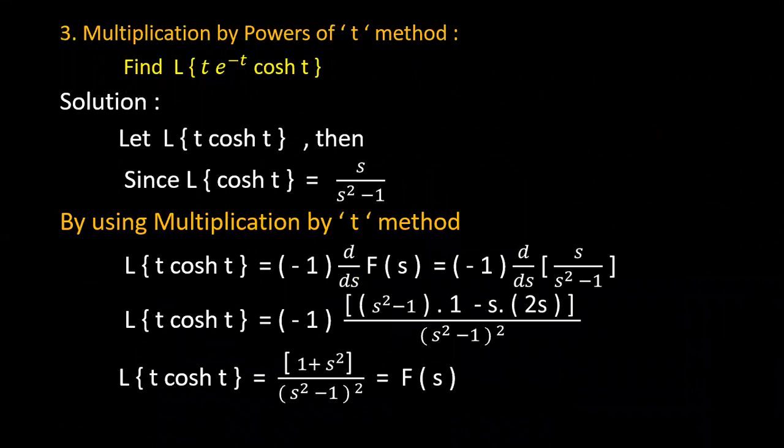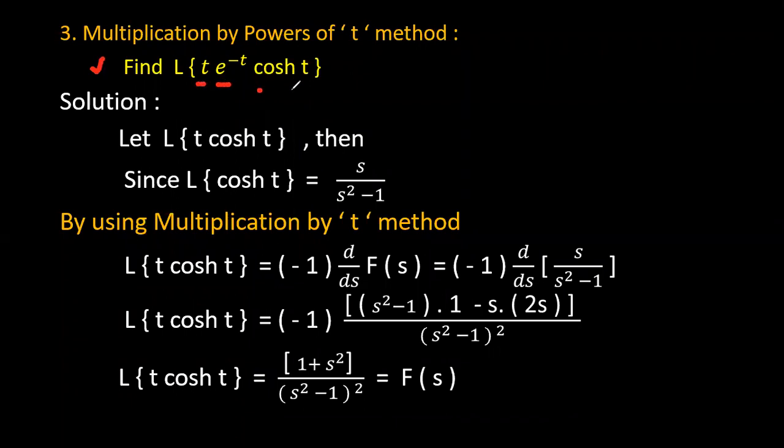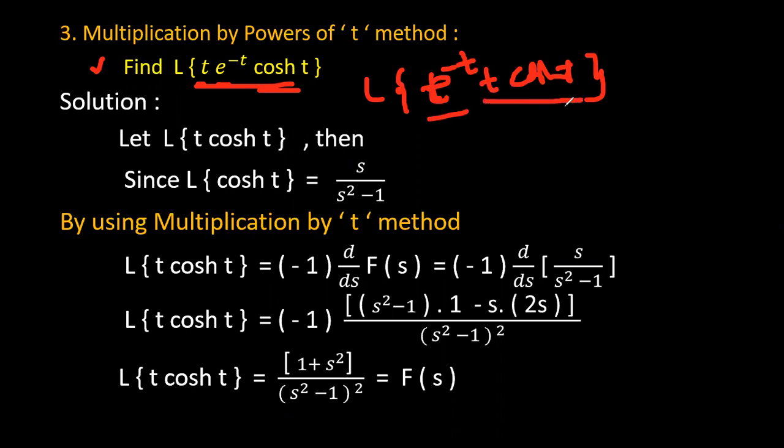Next, the multiplication by t method. In this, it is a combination of two methods. See here: find the Laplace transform of t into e power minus t into cos ht. So it is a combination of two methods. What we have to do is rearrange this entire function: first take e power minus t as the first term, next t into cos ht. First we have to simplify this one.